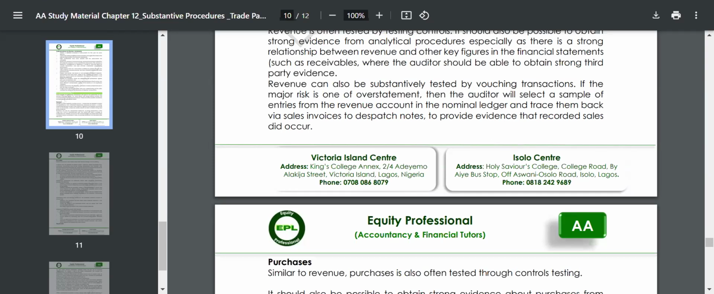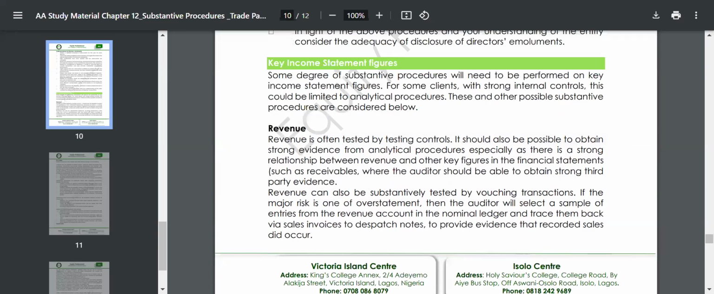So the auditor will need to ask the client to provide evidence that recorded sales actually occurred. It will take samples of entries from the revenue account. It will do vouching for transactions because the risk, like I said, is overstatement. So from revenue, we go to purchases.